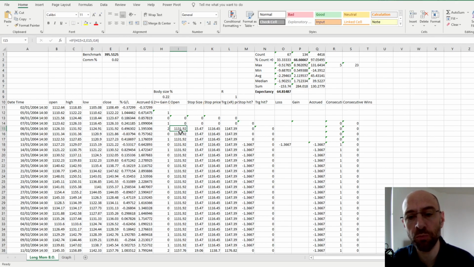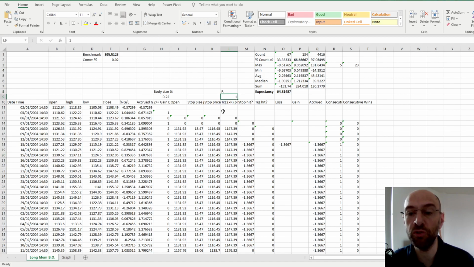Then I have another column where I put the open price for the setup. This is the formula, and then another column where I showed what is your stop size in points. So in this case, it would be 15.47 points of stop size. So that means the stop price, which is obviously this price minus the stop size. So that's your stop price, and then your target price, which is your open trade price plus, if it's 1 R, it will be plus 15.47.